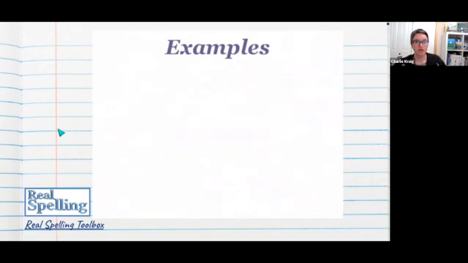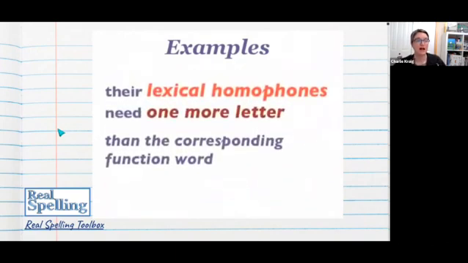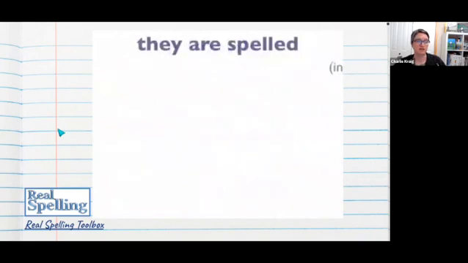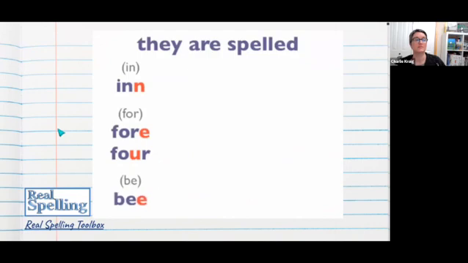So to make them longer, we add 1 more letter so that it is no longer a 2-letter word, it is now at least a 3-letter word. And we see that they are spelt by doubling that final letter that the homophone pair has. Now, noticing here that 4 is not just doubled. We don't just have a double R at the end of 4.